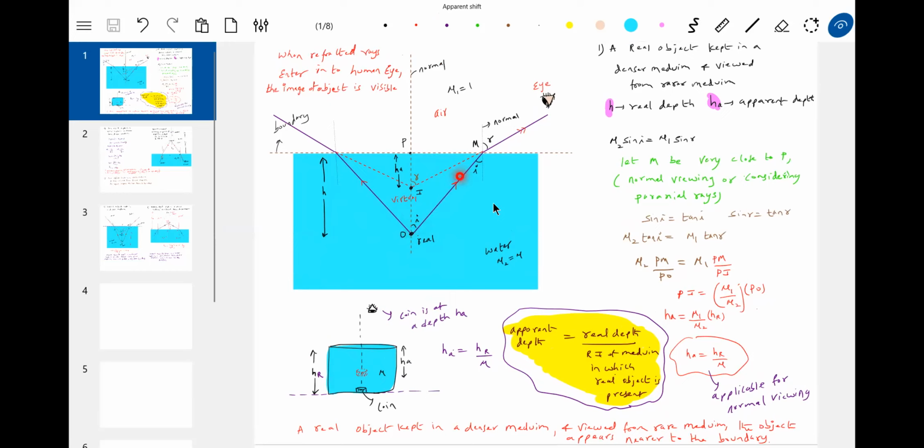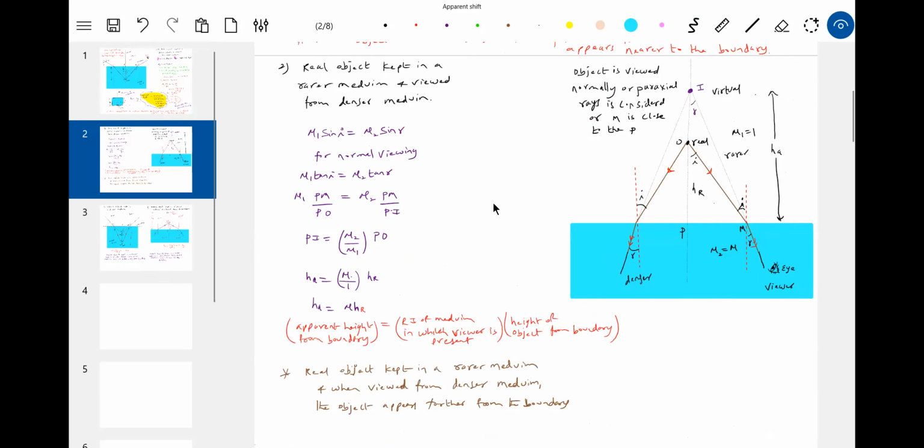Real object is there. You see the incident rays, they are diverging from a point. It's a real object. So then after refraction, the refracted rays diverge from a point, so then the image should be virtual. Virtual image. So if the refracted rays diverge from a point, the point of divergence will be virtual image. Okay, then object kept in a denser medium when viewed from rarer medium, the image will appear near to the boundary. That's why it's called apparent depth. HA will be less than HR.